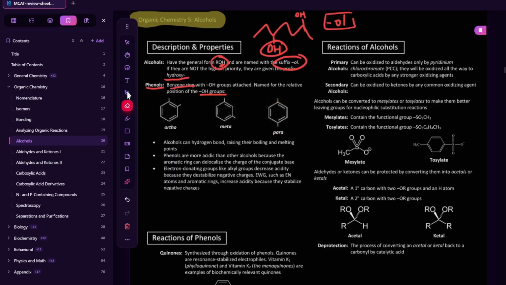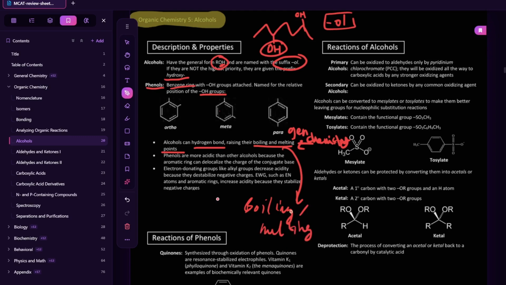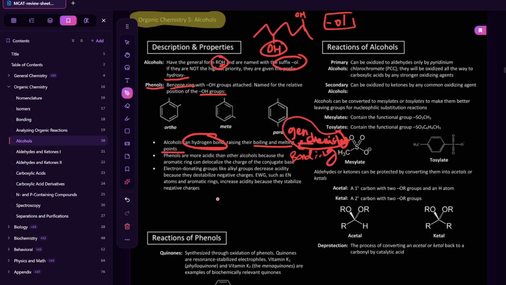Now, alcohols can hydrogen bond, raising their boiling and melting points. What does that mean? If this is confusing, going back to general chemistry review can help a lot, because to understand boiling and melting points, you have to get that raising a boiling or melting point means you need more energy to break stronger bonds. Alcohols can hydrogen bond, which is a pretty strong bond. It takes more heat to break those bonds apart, so boiling and melting points increase.